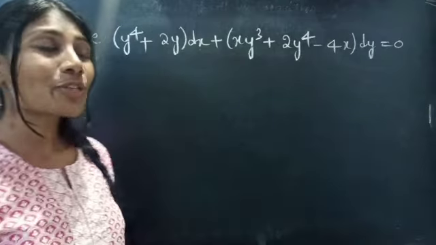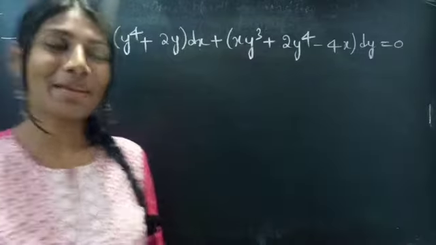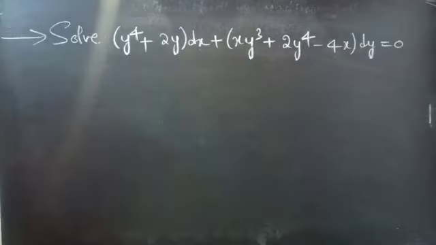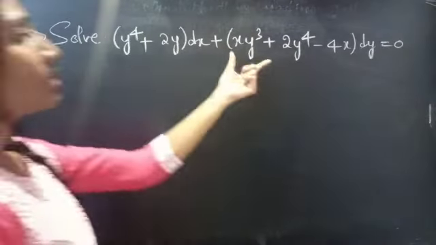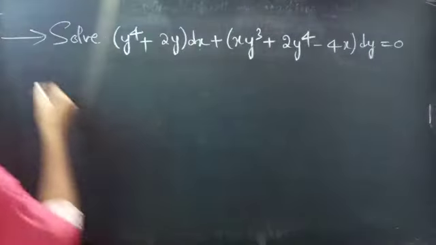In this video, we are going to solve the given differential equation which is non-exact. So let's get going. Problem: Solve (y^4 + 2y) dx + (xy^3 + 2y^4 - 4x) dy = 0.